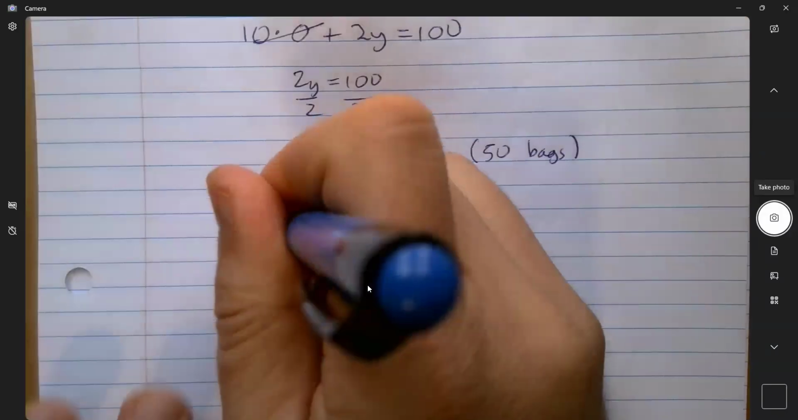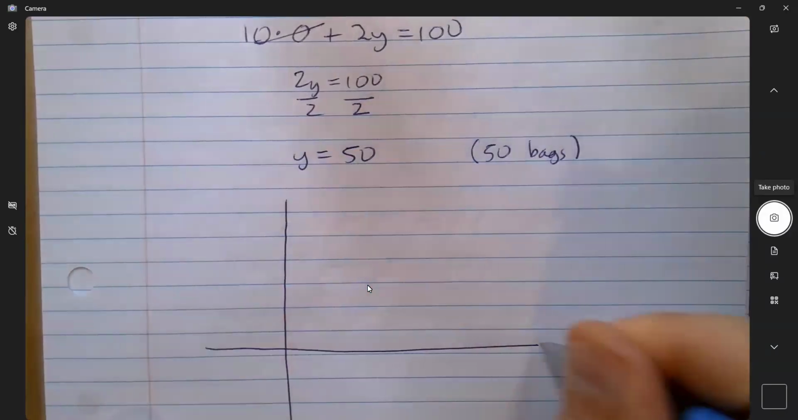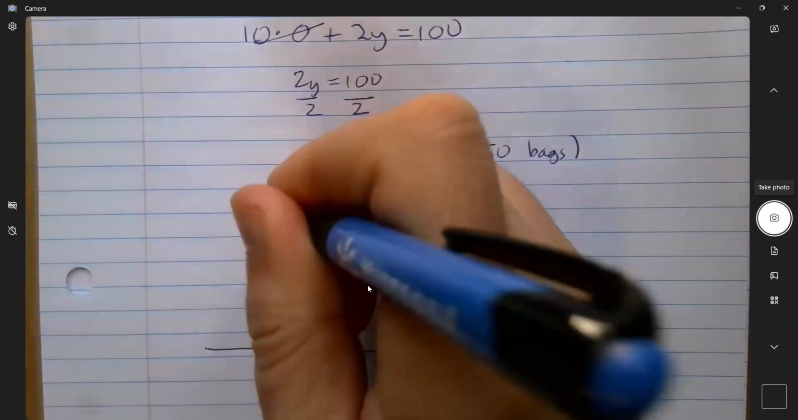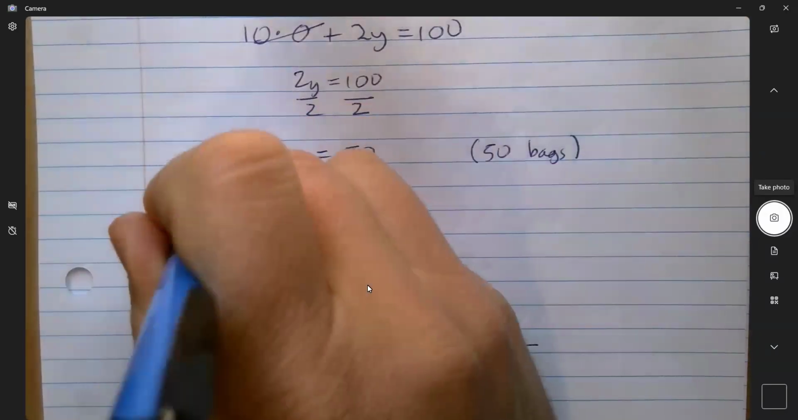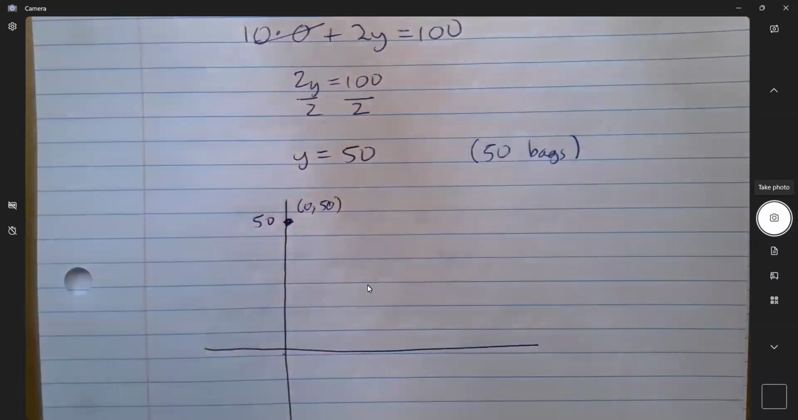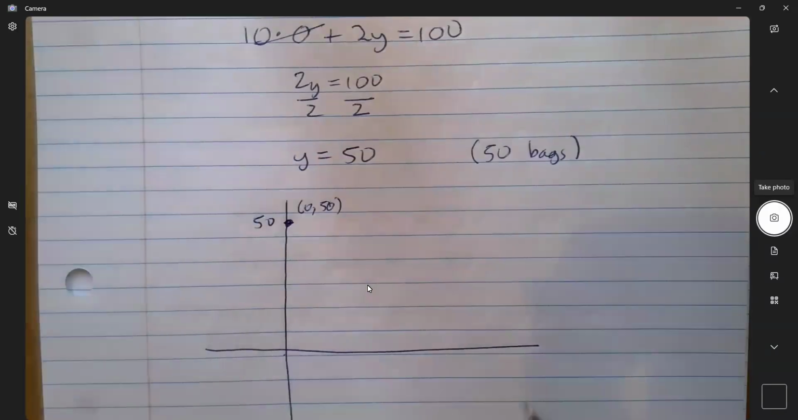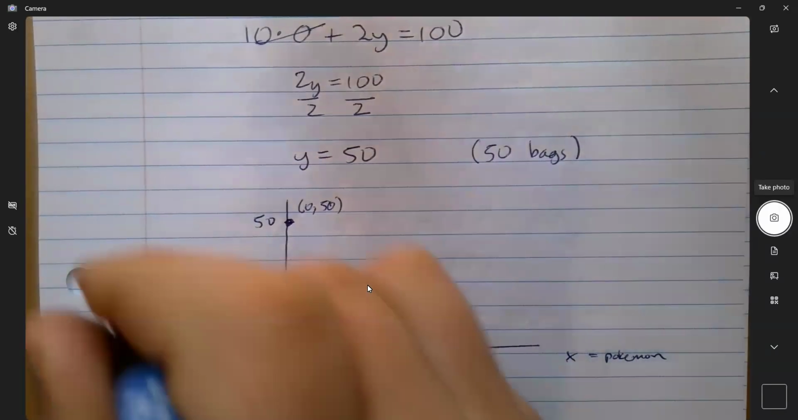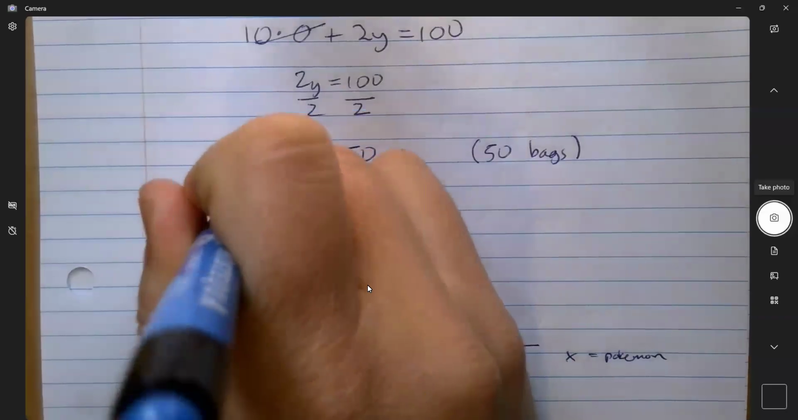So that tells me that when x is 0, y is 50. And I must go through the point 0, comma 50 on my line. 0 packs of Pokemon cards, 50 bags of candy.